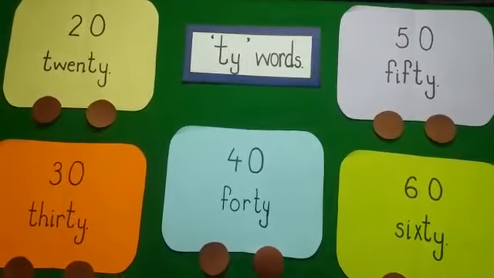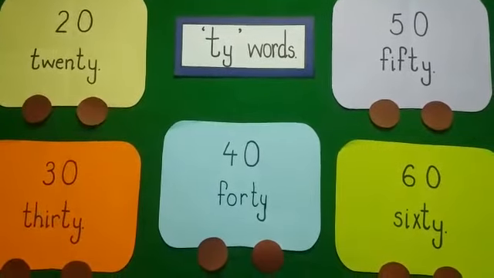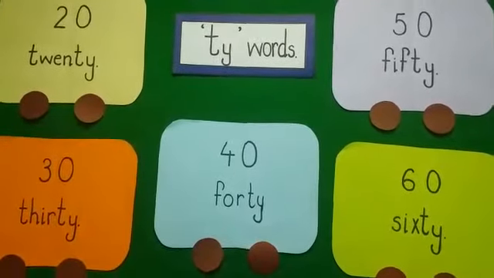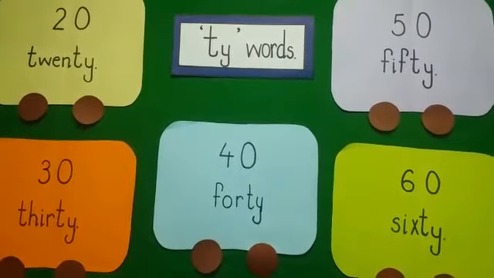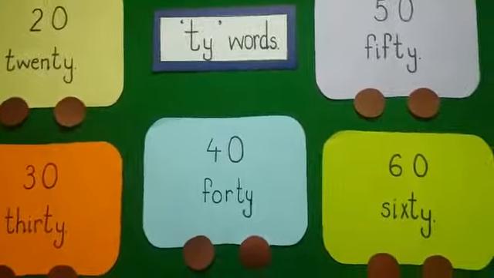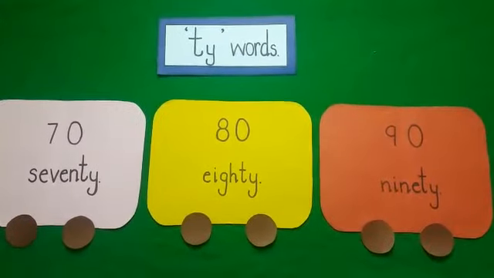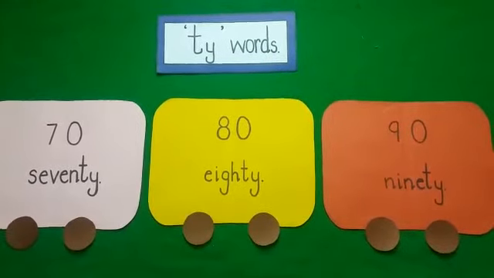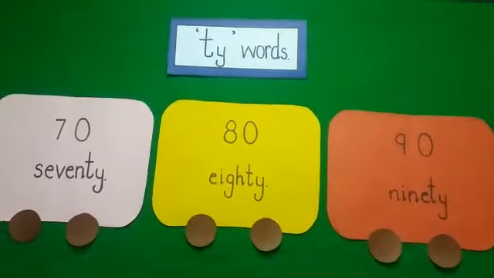20, twenty. 30, thirty. 40, forty. 50, fifty. 60, sixty. 70, seventy. 80, eighty. 90, ninety.